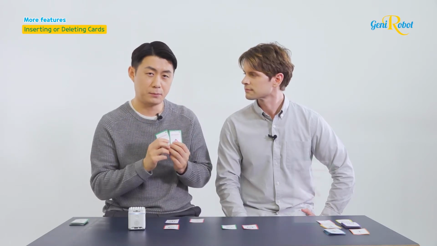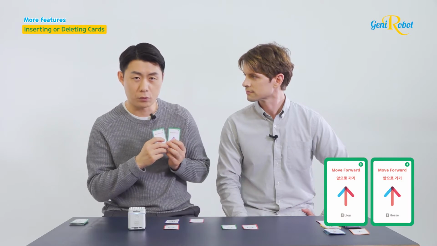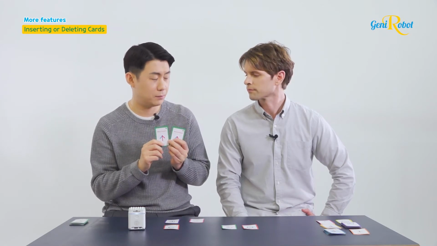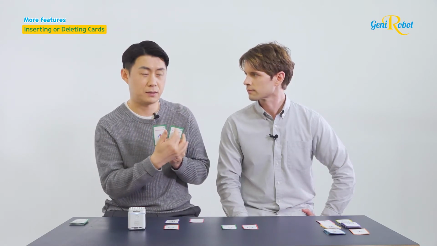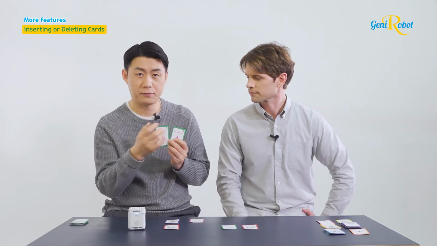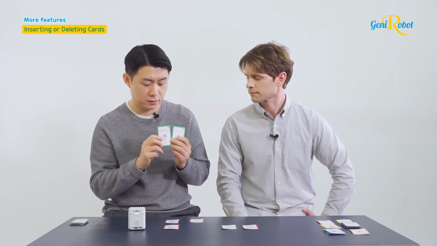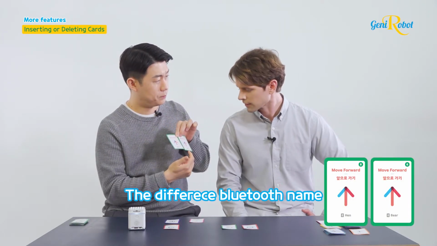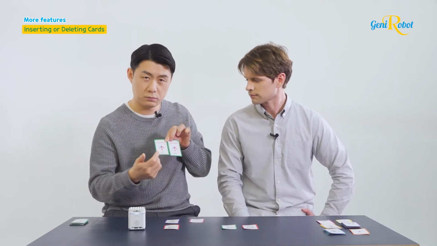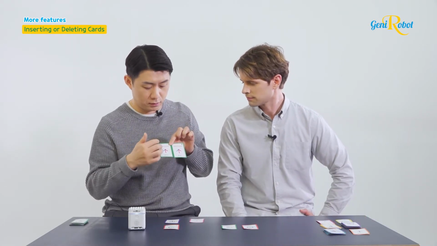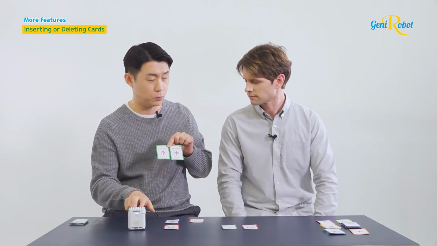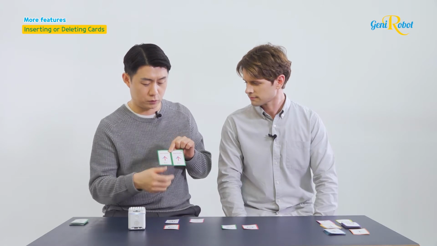the answer is, even if it's the same move forward card, the pattern, do you remember? The GENIBOT OID sensor can read the tiny pattern, but the pattern is different. We cannot see how much it differs, but we can give a different Bluetooth name, like Hen and Bear. Correct. So we can easily figure out that even the same move forward card is a different card. That's how GENIBOT can figure out which one is which.